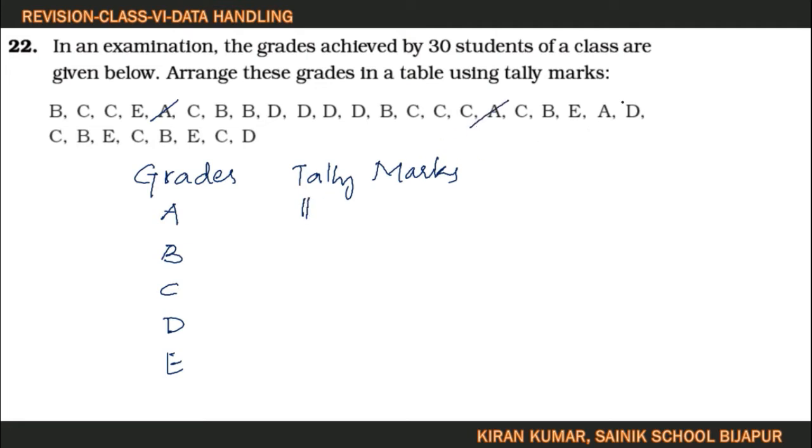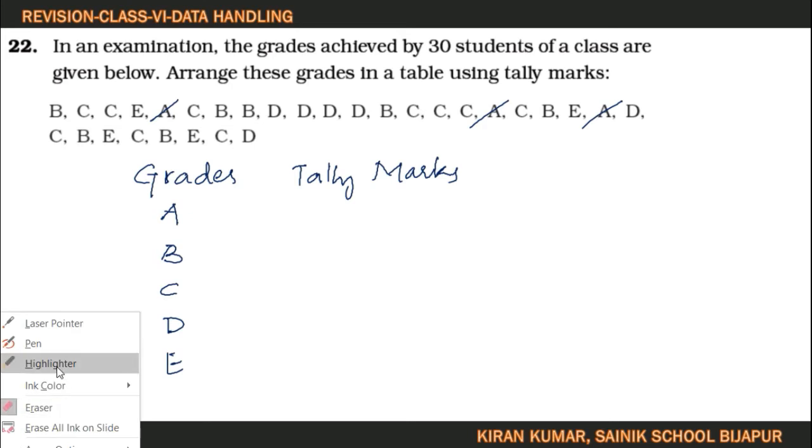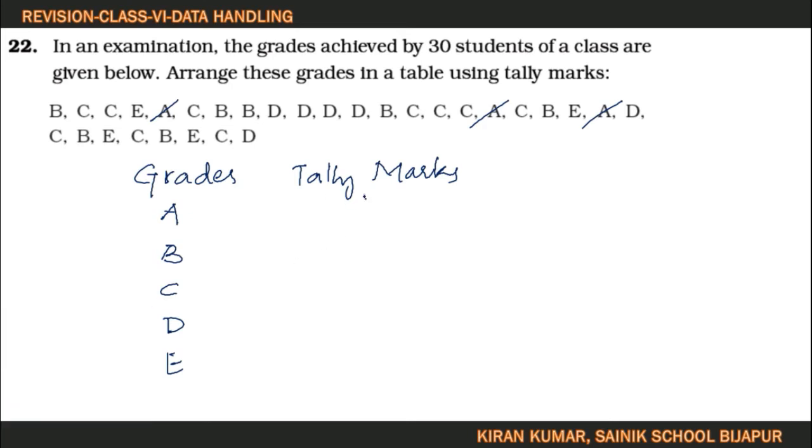2, 3. This is 2, this one is 3. So totally there are 3 A's. Let me write it properly. There are 3 A's. How many B's are there?